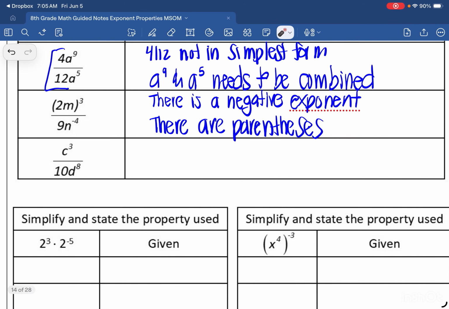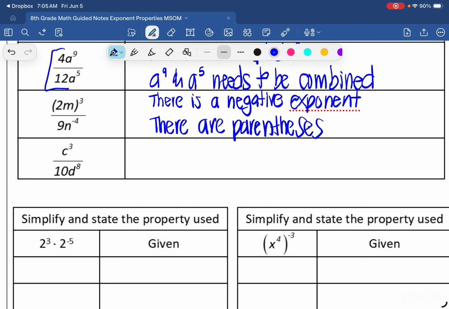Last question. No negative exponents, which is good. All numbers are in simplest form. Yes. All powers with like bases are combined. C and the D cannot be combined, and no parentheses. So this one is already simplified.